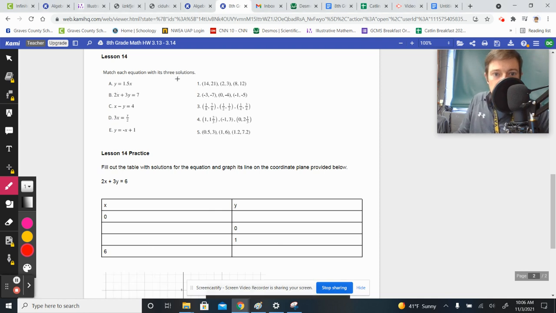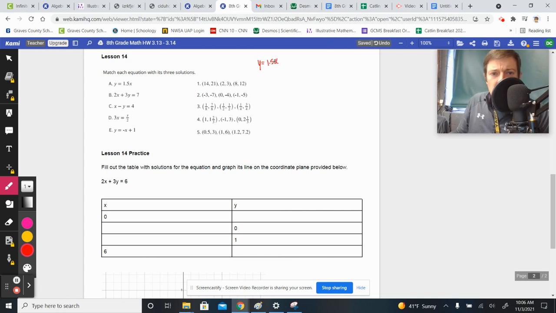We're matching these equations to three of its solutions. So these ordered pairs will make one of these equations true. What I'm going to do is write down my equation over here as a template, and we'll look and see which one of these might work.